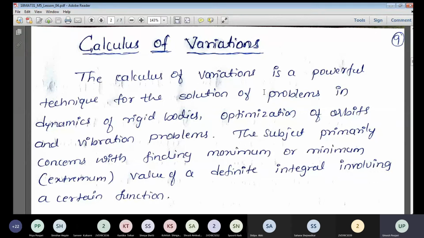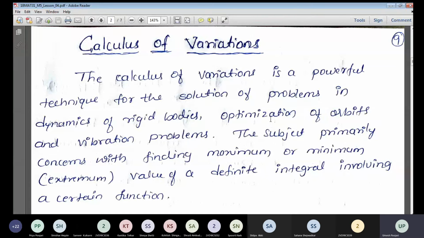So here also, calculus of variation is a powerful technique for the solution of problems in dynamics of rigid bodies, optimization of orbits and vibration problems. So the physical applications are like this: optimization is nothing but finding the maxima or minima. You might have studied this optimization problem in PUC, like the graphical method, yes or no? Finding the maximum or minimum. Similarly, the manual method also you have studied in PUC as well as first semester.